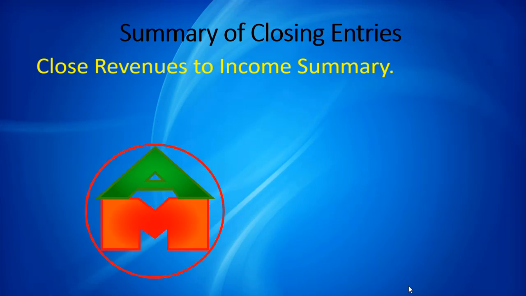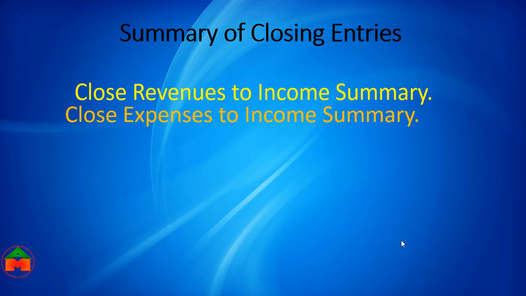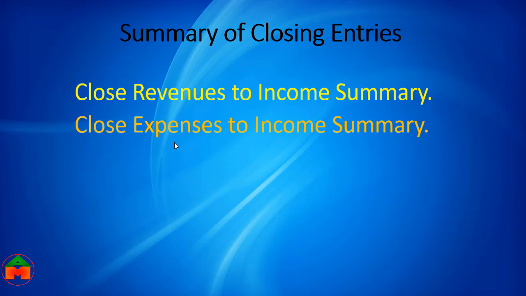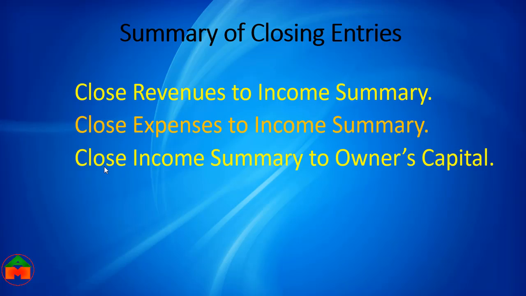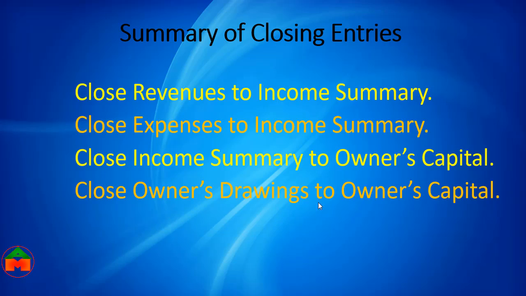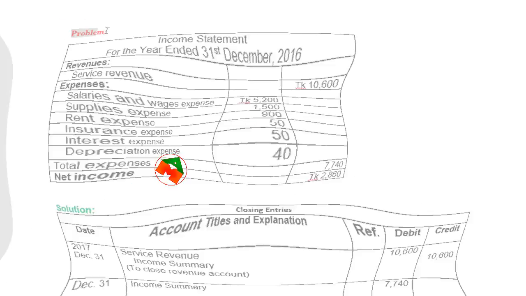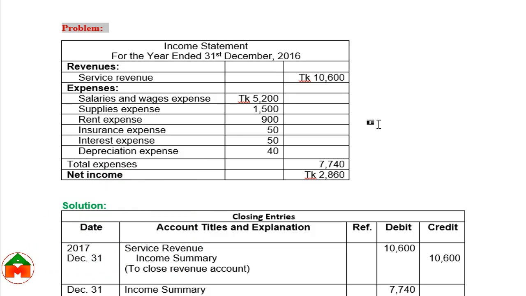If we summarize how to prepare closing entries, the first one is to close revenues to income summary, the second one is to close expenses to income summary, the third one is to close income summary to owner's capital, and the last one is to close owner's drawing to owner's capital. Now we are going to see practically how to prepare closing entries.